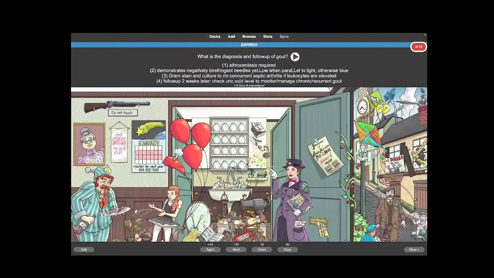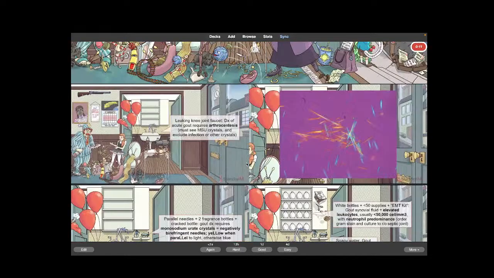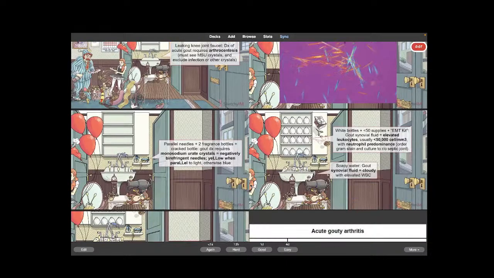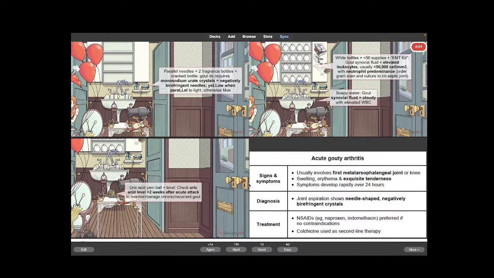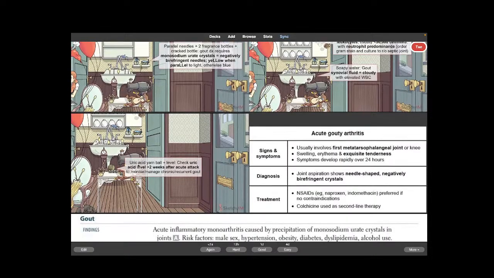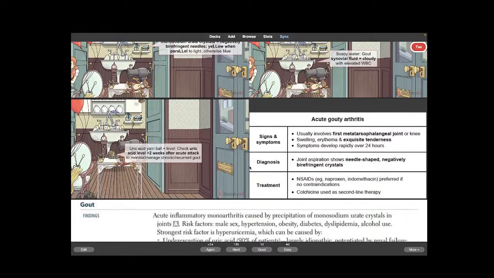What is the diagnosis and follow-up of gout? What are you looking at? We're going for the leaking knee joint faucet. Okay. And we're looking at needle-shaped, parallel crystals. We're looking at elevated leukocytes, less than 50,000. Soapy water, synovial fluid, cloudy with elevated WBC. Check uric acid level more than 2 weeks after acute attack.